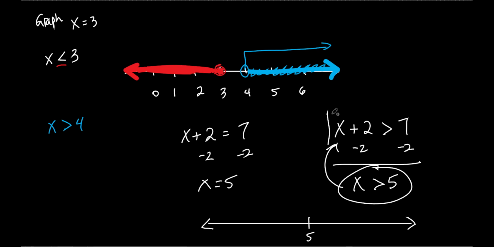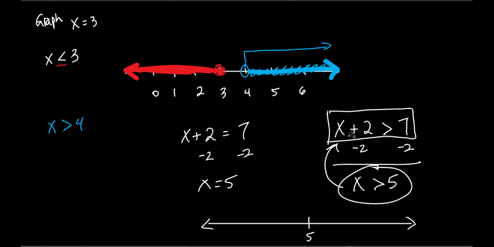We got to put it back into what? It's not our equation, but into our what? Inequality. So let's put it back in. 10 plus 2 is 12. Is 12 bigger than 7? Yeah, so it works. All right, let's pick a number a little closer to 5. 6. 6 plus 2 is 8. Is 8 bigger than 7? Yes, it is.